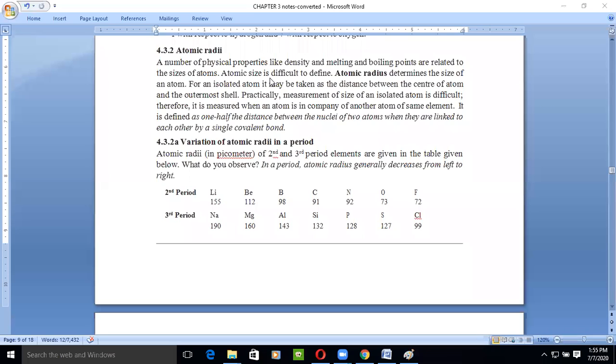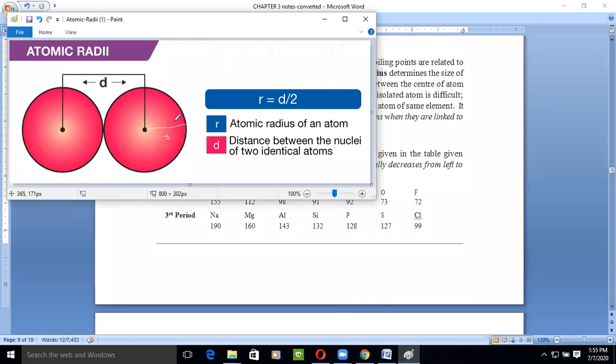For that, they gave a special definition: one half of the distance between the nuclei of the two atoms when they are linked to each other by a single covalent bond, as you can see in this picture. Is this picture visible to you all, better? If I want to find out the radii, this is the distance from the nucleus to the outermost shell, this is the radius.